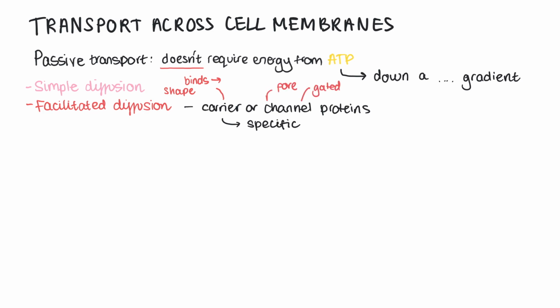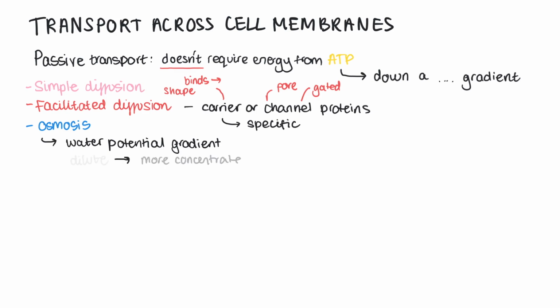Then we have osmosis, which is the movement of water, and we don't say that it moves down a concentration gradient. This time we say it moves down a water potential gradient, and this is across a selectively permeable membrane. A dilute solution has a high water potential, and a more concentrated solution has a low water potential. This just relates to the likelihood or the potential of water molecules to move out or into a solution.